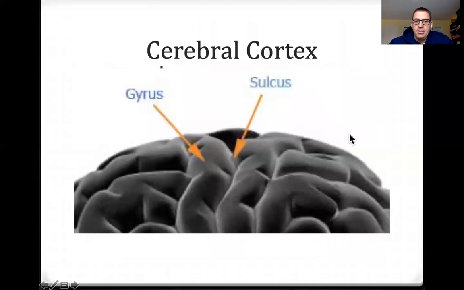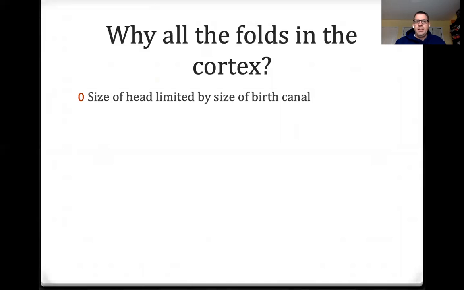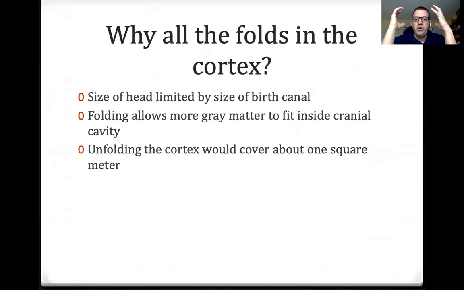One thing to know, the individual grooves in the brain are called a sulcus. If we're talking about all of them together, we'd say sulci. And then the hills are called gyrus, and multiple ones we call gyri. I've also heard it pronounced gyri, just so you know. So why do you think we have all these folds in the cortex? Why not just have it flat and smooth? Because the size of our heads is limited by the size of the birth canal that we have to pass through as a baby. So the folding allows there to be more gray matter to fit inside of our cranial cavity. If we didn't have all those folds, our cerebral cortex would cover about 1 square meter. Our head would be gigantic. We'd be like a huge bobblehead everywhere, and it would be impossible to fit through the birth canal.